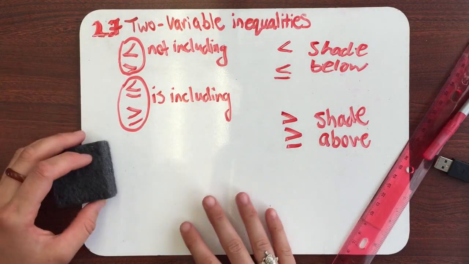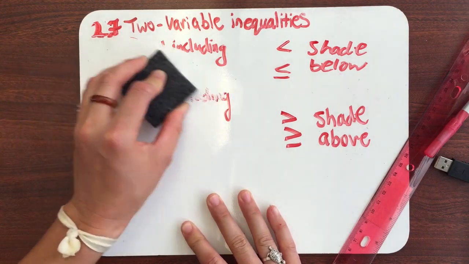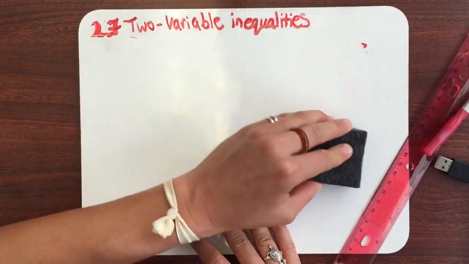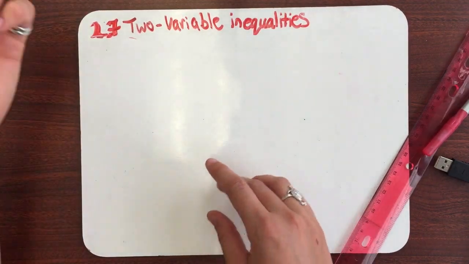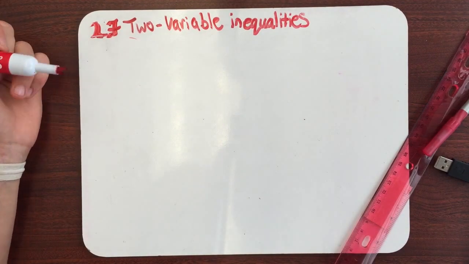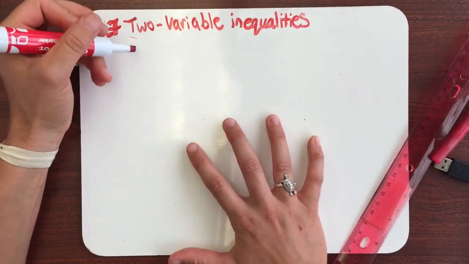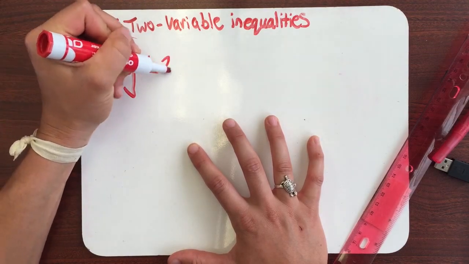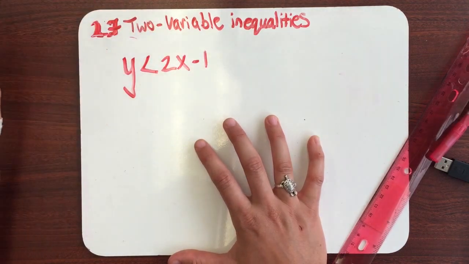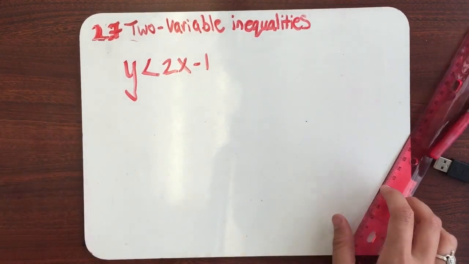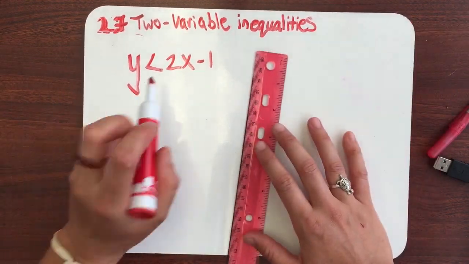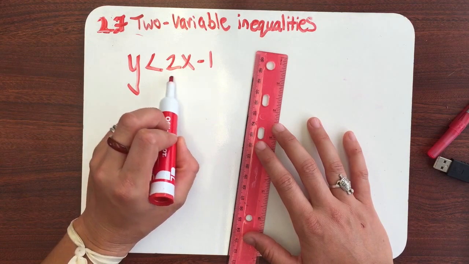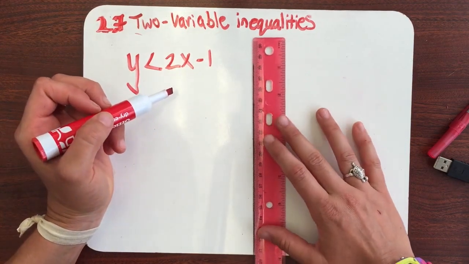Okay, so moving on, let's try an example. We'll start with something where it's going to be linear. So let's say we have y is less than 2x minus 1. So the boundary line is going to just be 2x minus 1. We're going to graph 2x minus 1.